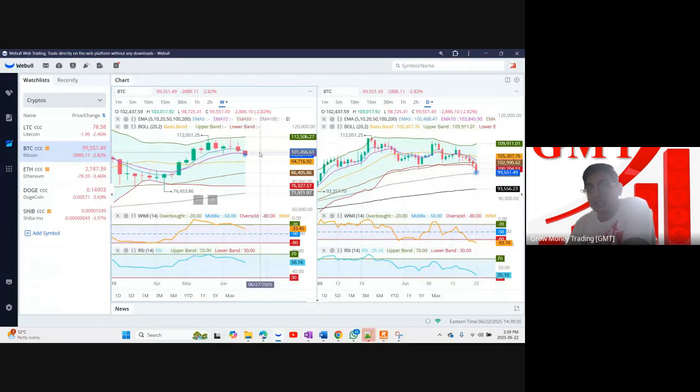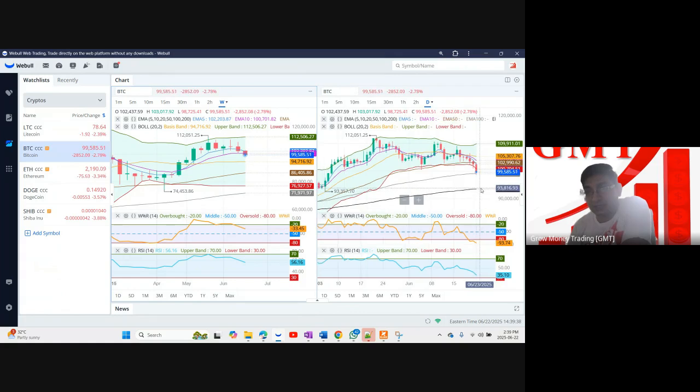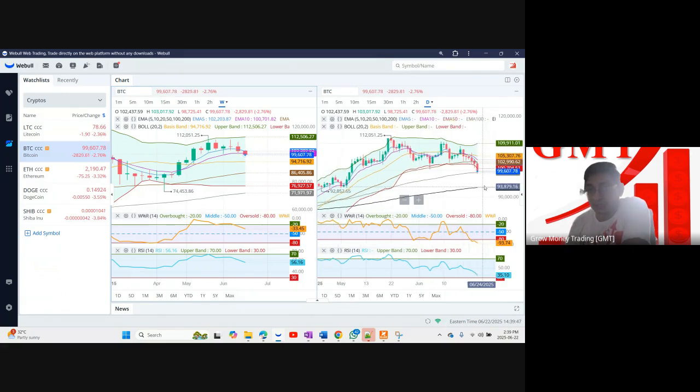However, looking at the weekly chart, the further downtrend can easily be expected, and the mid Bollinger Band here is close to 94,700, which it would touch based on the weekly trend. And we see a 200 EMA on the daily chart at 93,500, which is possible as well.